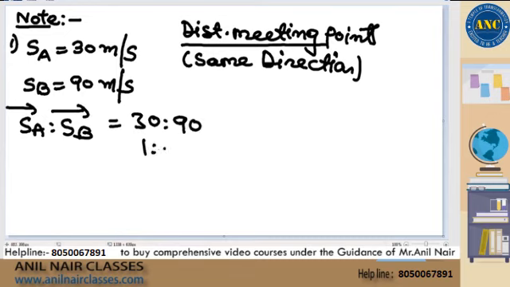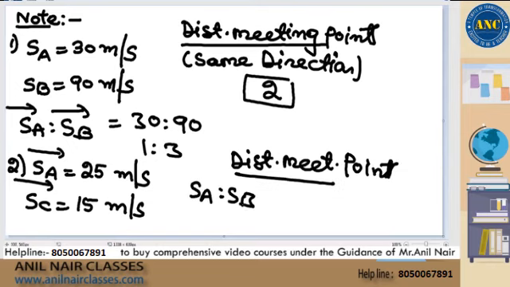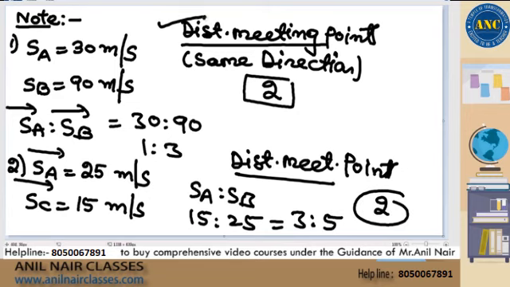Right? SA is 25 meters per second. SC is 15 meters per second. Both are traveling in the same direction. If both are traveling in the same direction, number of distinct meeting points is, what is SC is to SA? It is nothing but 15 is to 25, which is 3 is to 5. So 5 minus 3 is 2. Make the question.